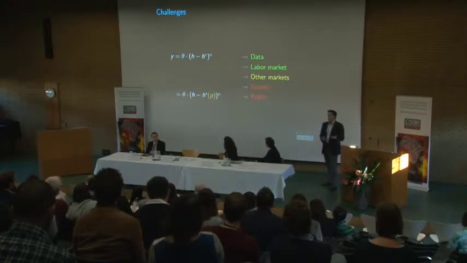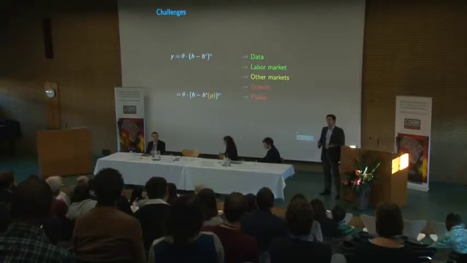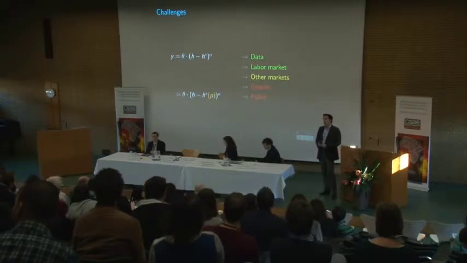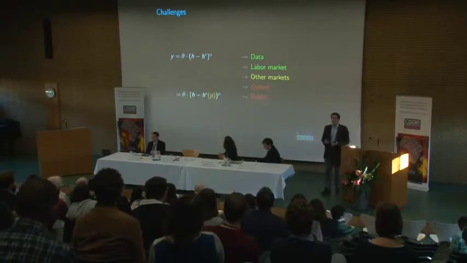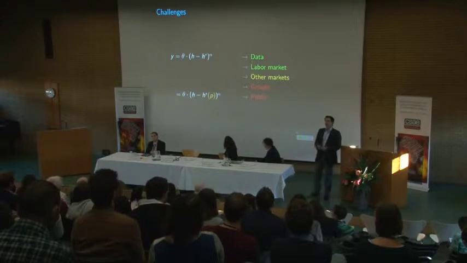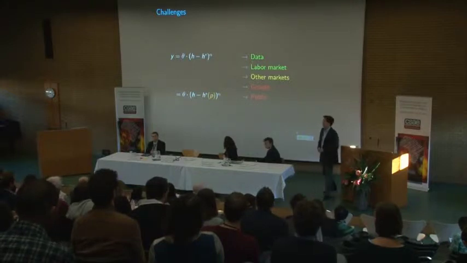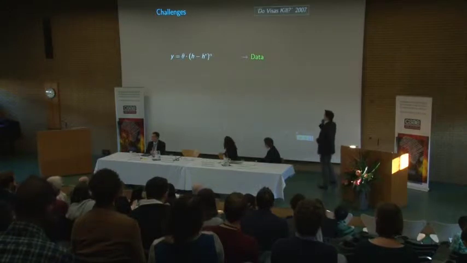So I want to go through all of these, and I've put the top two in green because the literature has really made a lot of progress in those areas. The third in yellow because I think there's a lot left to do, and the last two in red because really the sky is just open. And if you're looking for subjects, I want to encourage you to consider them. So let's start with data.